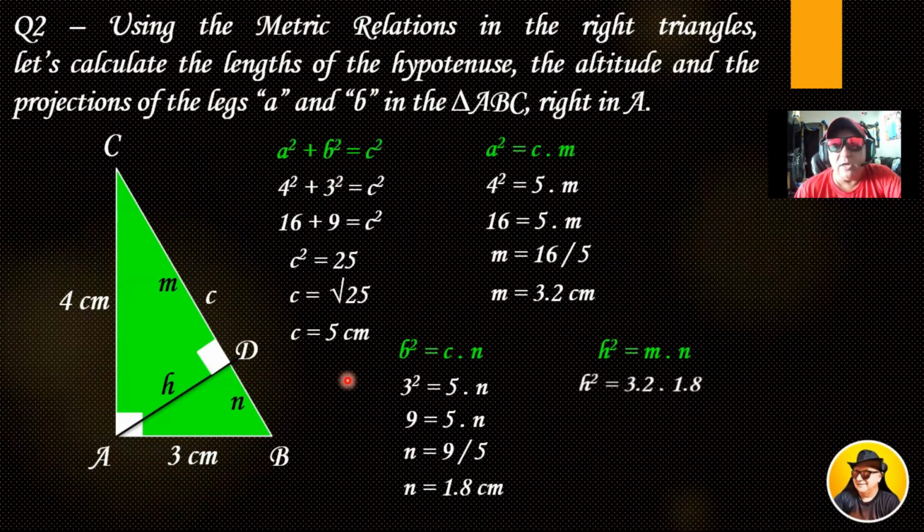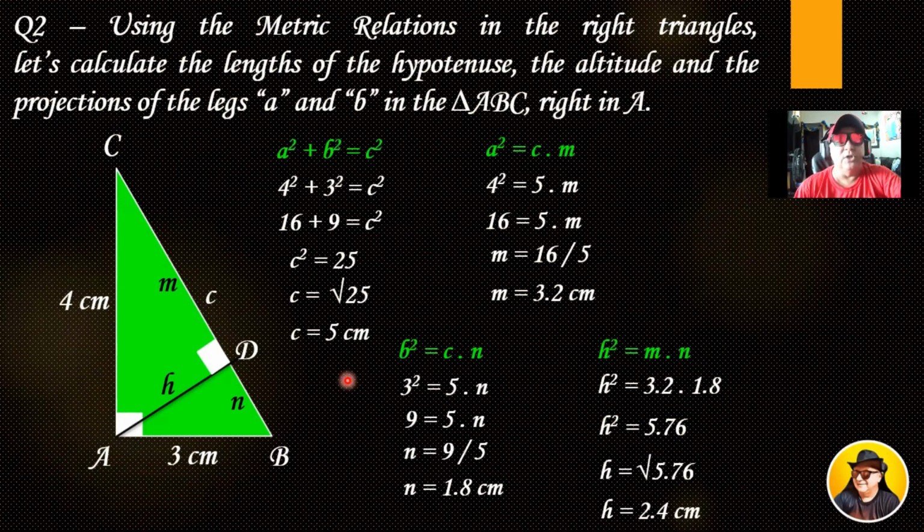Now let's calculate the altitude. So the altitude squared is 3.2 times 1.8. So H squared is 5.76. Taking the square root, the altitude is 2.4 centimeters. Okay, so we've done another question. Question 2. Let's go to question 3.